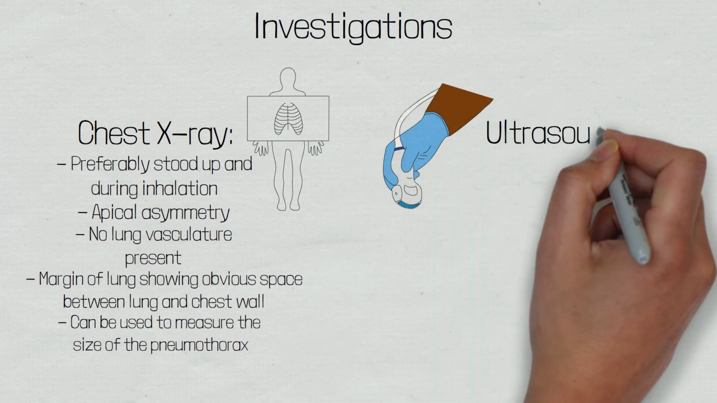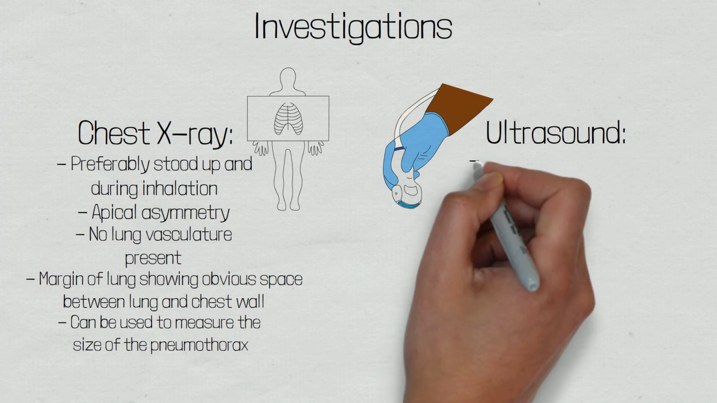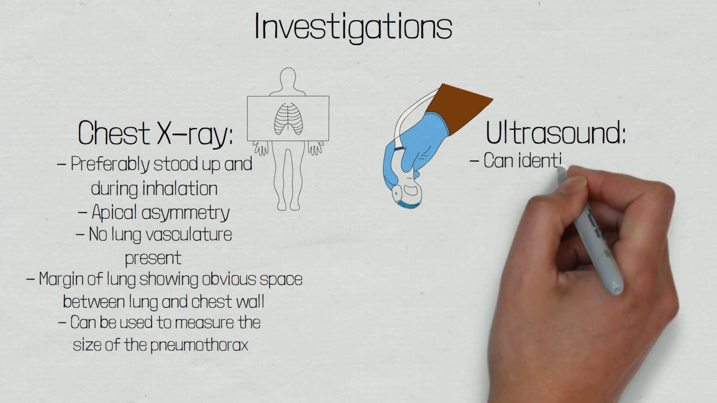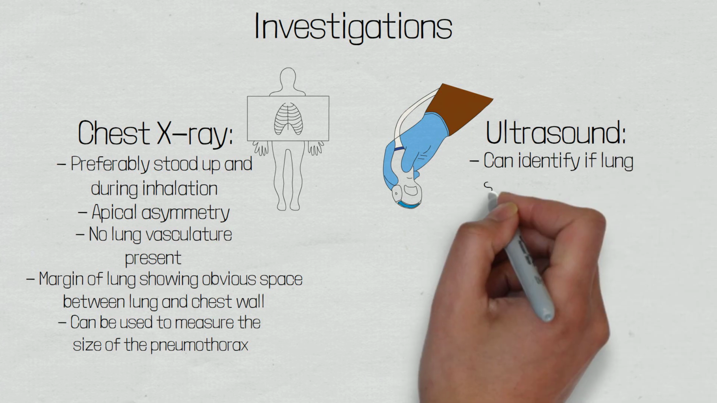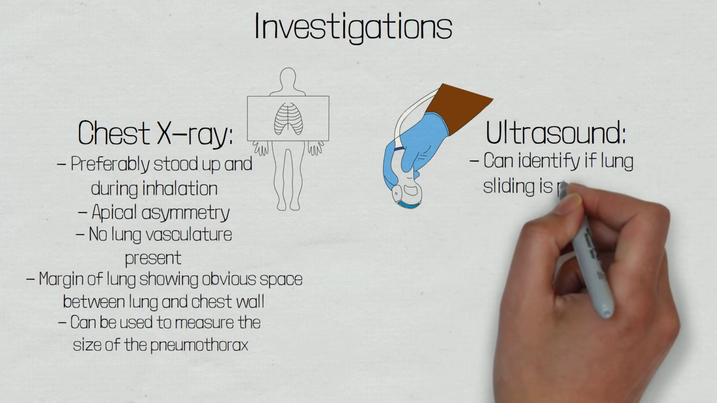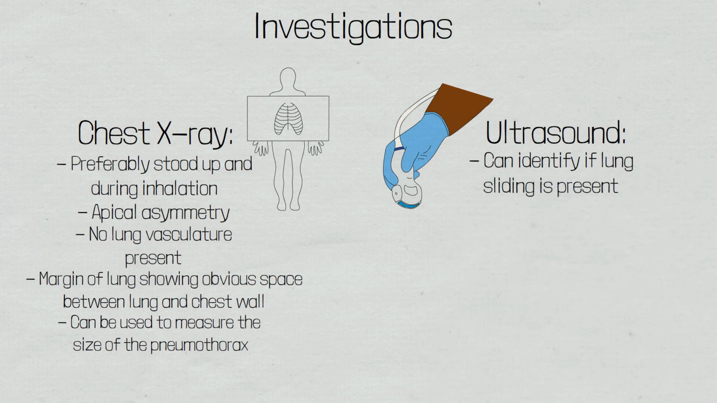During ultrasound, we can identify whether lung sliding is present. Lung sliding is the parietal and visceral pleura sliding over each other during inhalation. If lung sliding is present, then a pneumothorax is unlikely, but it is important to remember that lung sliding may be absent due to other pathologies, such as an effusion, which is why history and physical examination is so important.